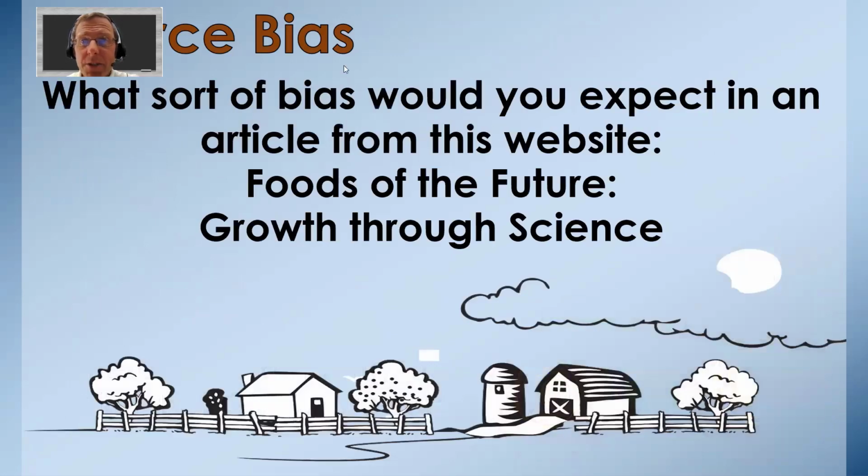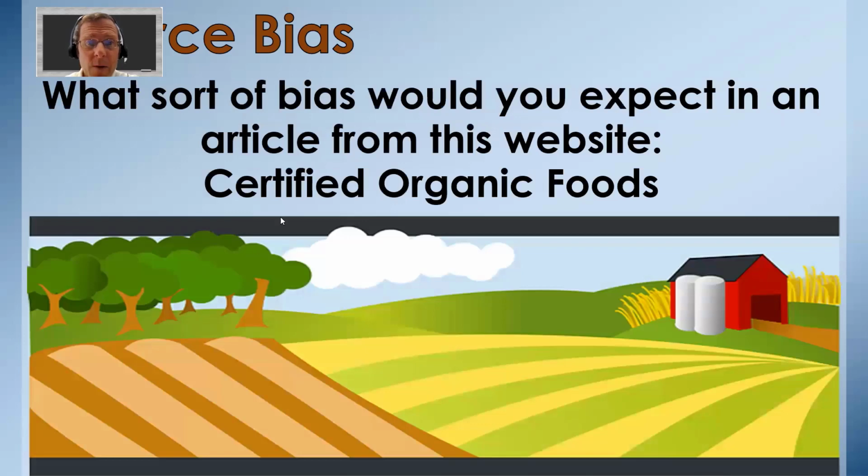Okay, so imagine you see an article from this source, Foods for the Future, Growth Through Science. When I see something like that, I think, okay, I'm probably reading something that's pro-GMO. What if you see something that says certified organic foods? Here, I think I'm probably going to see something that is anti-GMO.